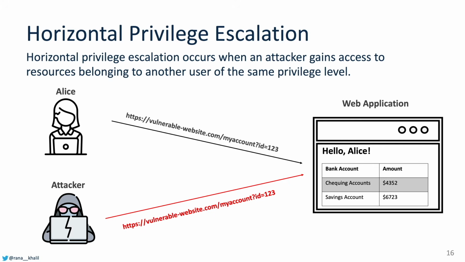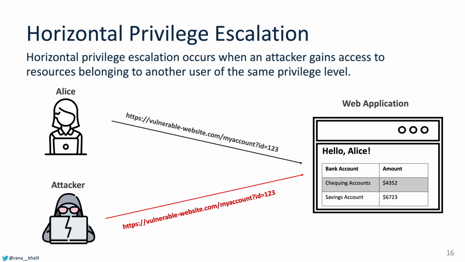So the issue over here is the fact that the application relies on client-side input in order to make access control decisions. Now, client-side input should be considered dangerous and should be considered untrusted. Anything that is coming from the client should be considered untrusted.